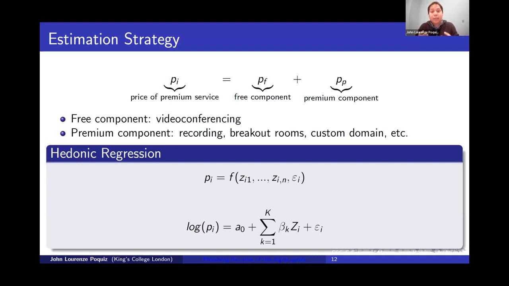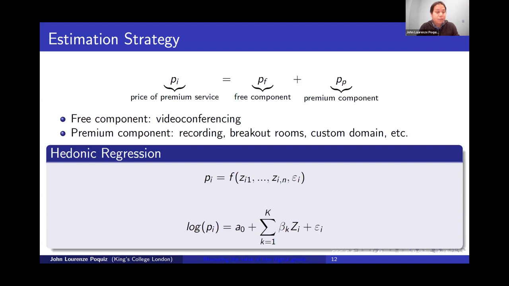So how do we do this? We're going to use hedonic regression to disentangle the price of the premium version, so that we can extract the value of the components that are exclusive to the premium version, and we just have the price of the free component. Once we have that, we're going to use that as our proxy for the shadow price of free digital services and multiply that by a volume measure.